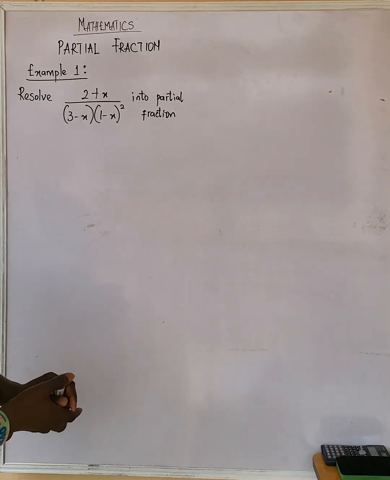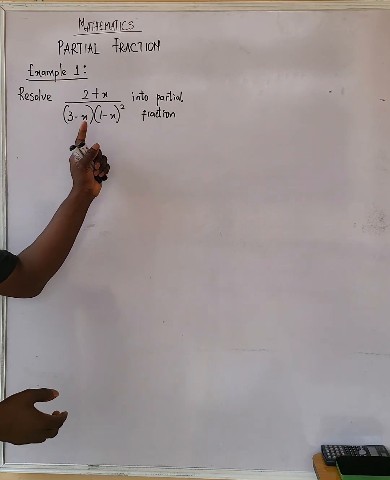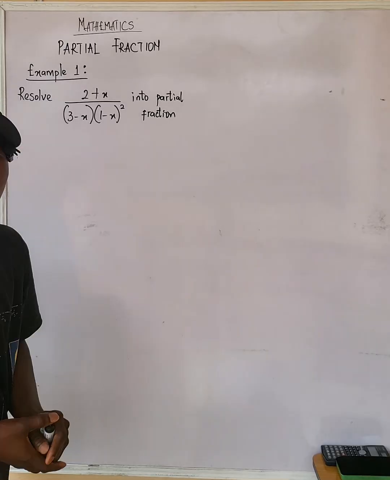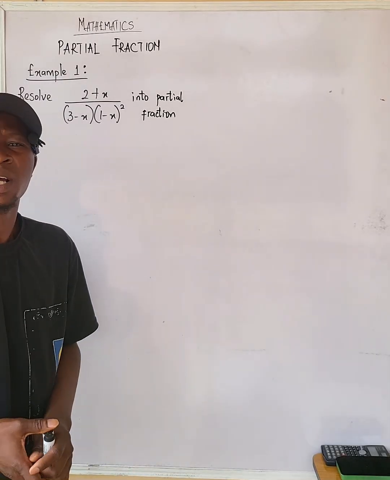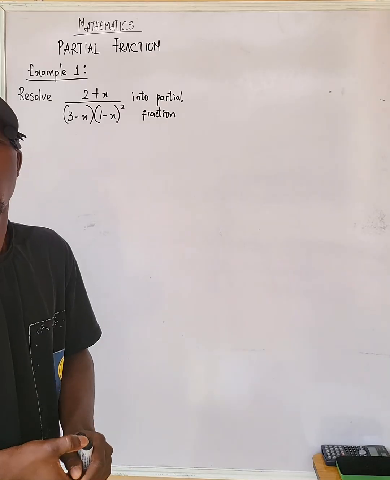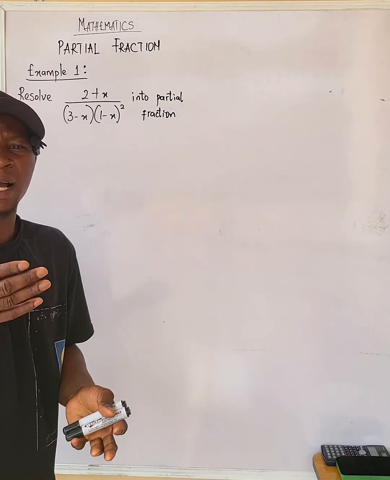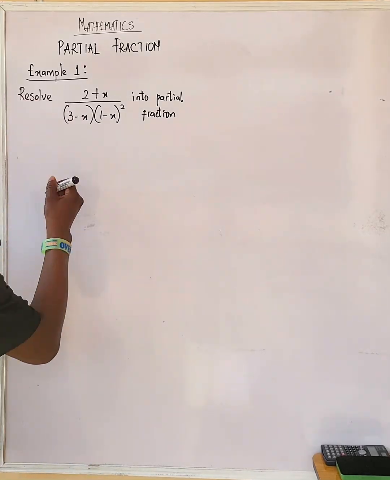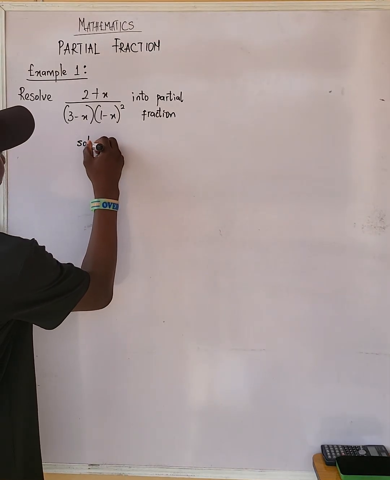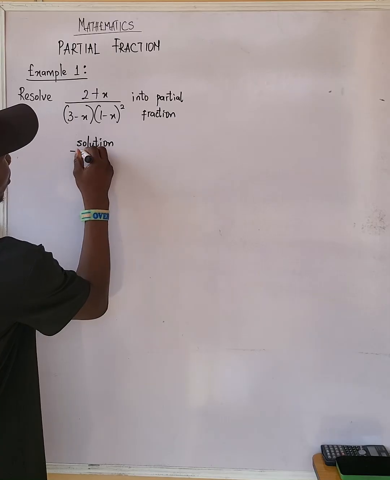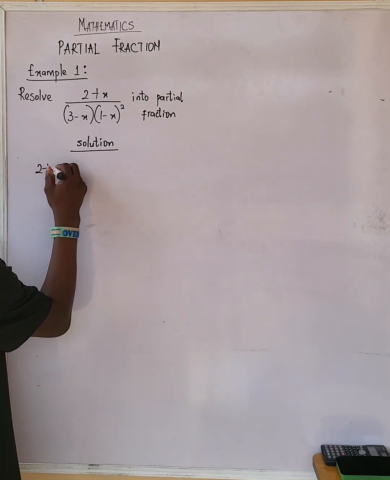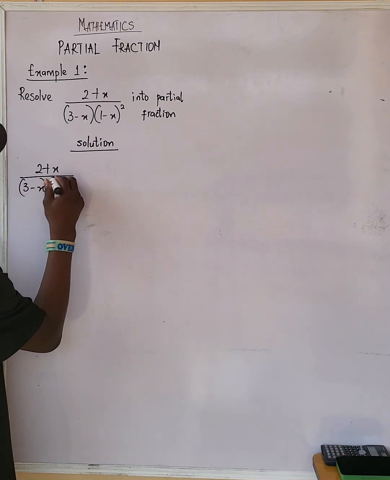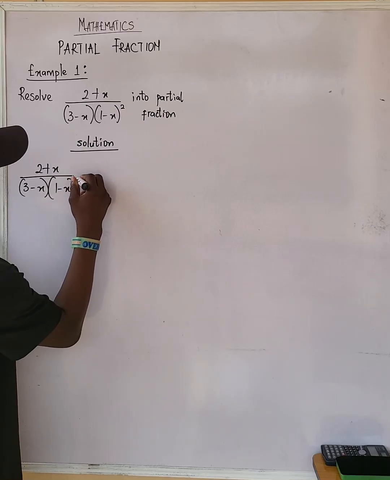Now coming to this example, the question says resolve (2 plus x) over (3 minus x)(1 minus x) all square into partial fraction. When you see this kind of partial fraction, what type is it, and how do you split it? That is a major concern. Now, solution. We are given 2 plus x over (3 minus x)(1 minus x) all square.